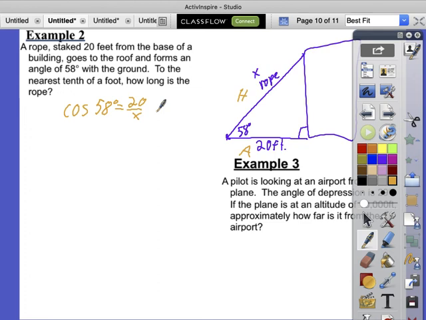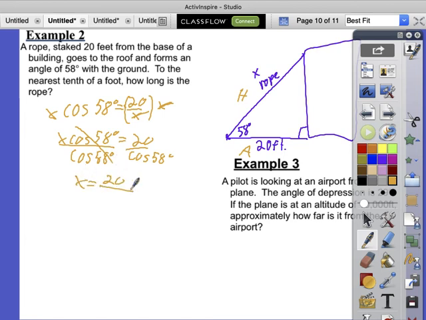From our setup, we use algebra and solve. Now, do we want the x in the denominator? No. How do we get it out? Multiply by x on both sides. That simplifies to x times the cosine of 58 degrees is equal to 20. Now, x and cosine of 58 degrees are multiplying. How do I get rid of cosine of 58 degrees? Divide by cosine of 58 degrees. x is now equal to 20 divided by the cosine of 58 degrees.